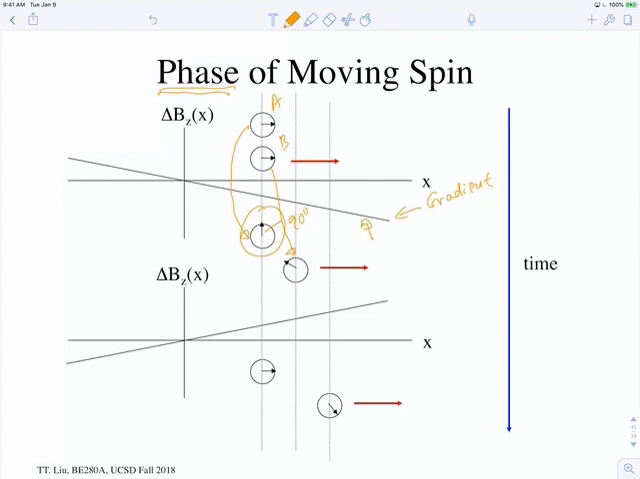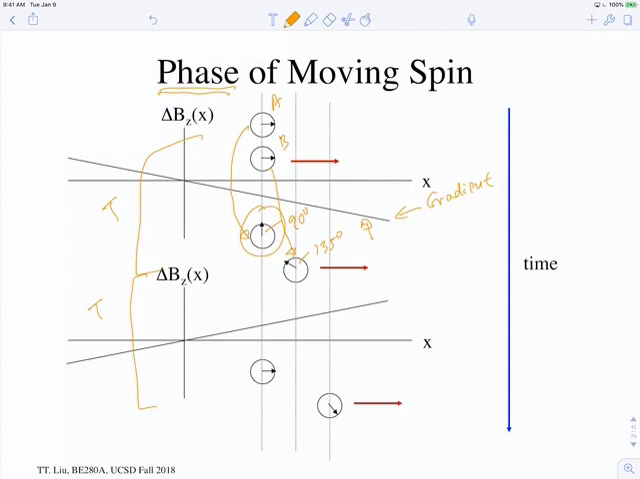But spin B moves into an even stronger part of the field, and so it's going to lag behind by even more, 135 degrees. Okay? So there's this differential lag between those two spins. Now what we do, and so let's say we wait some amount of time t for that to happen. Now we're going to reverse the gradient and wait an equal amount of time t.